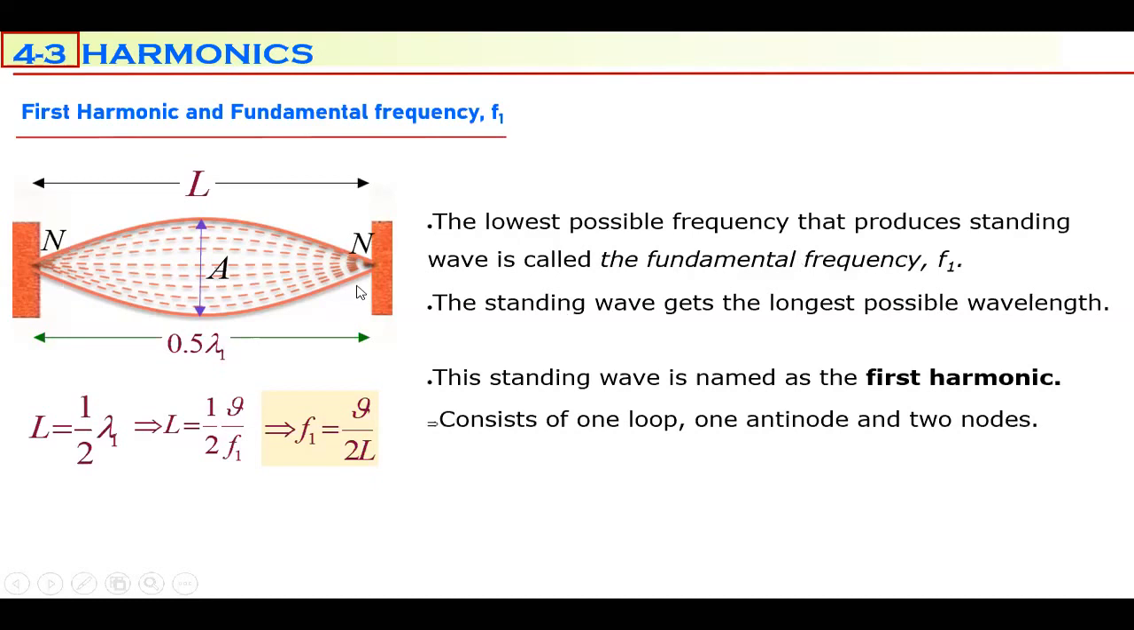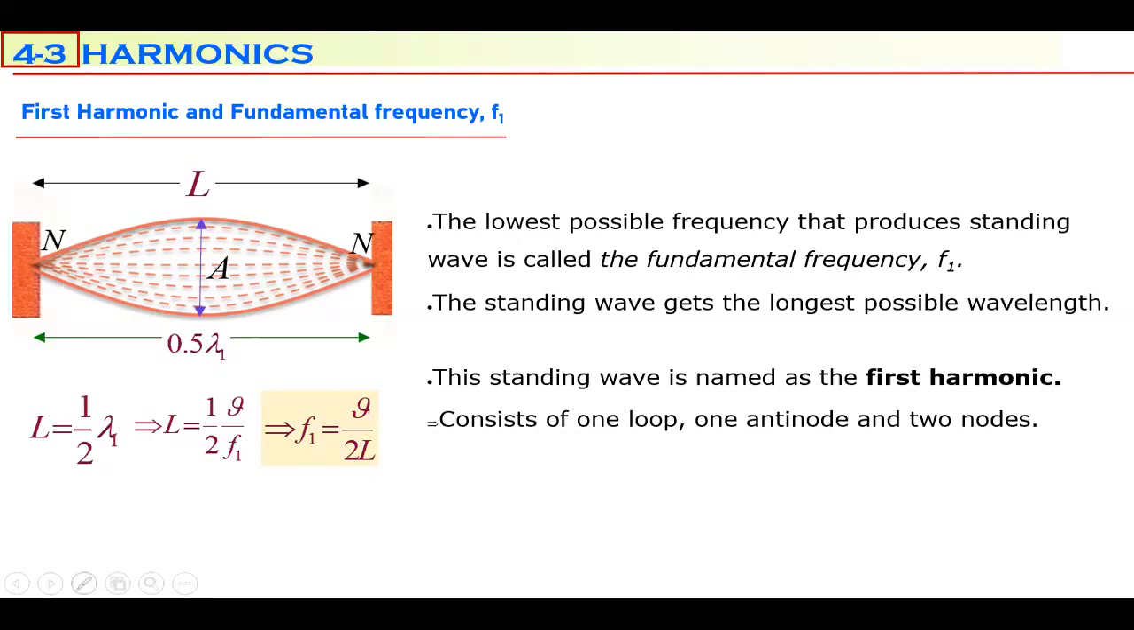The lowest possible frequency that produces a standing wave is called the fundamental frequency. No lower frequency can form a standing wave on a string. So this is the smallest frequency. And because the frequency is smallest, the standing wave gets the longest possible wavelength here. We can get it by the shape. Look at the shape. The length of the string is equal to half of the wavelength.